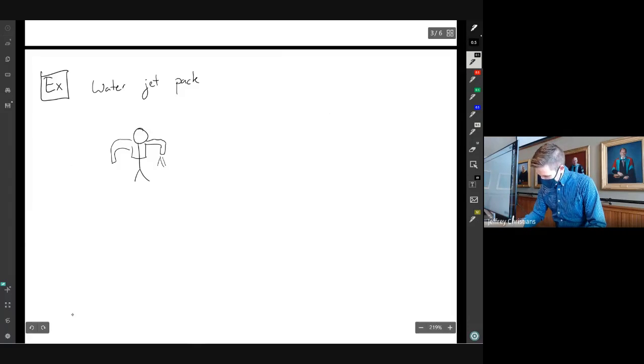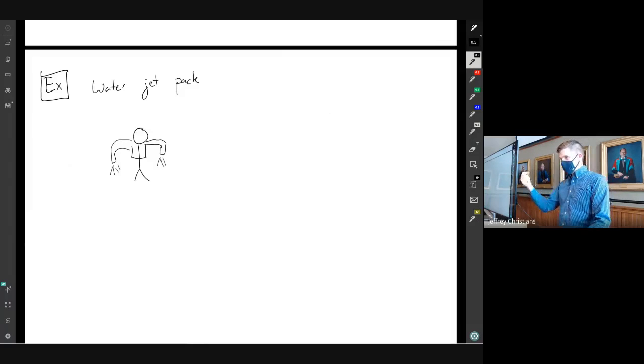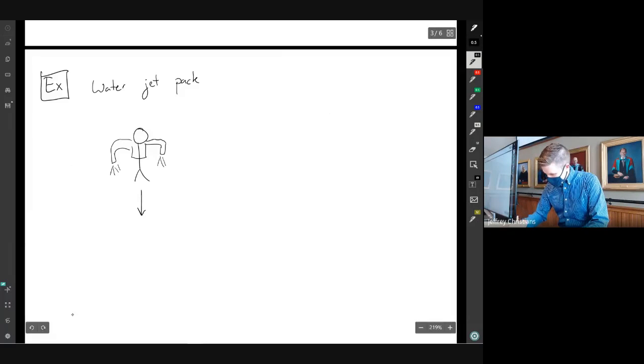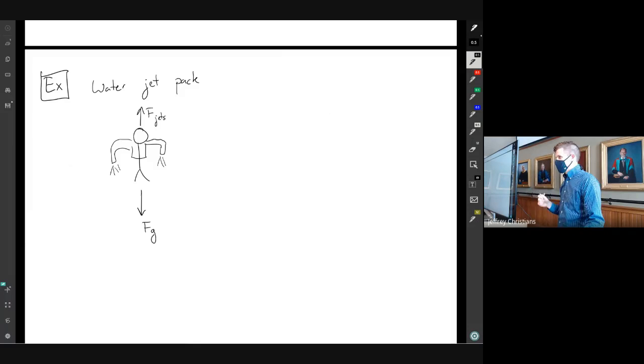There's water squirting out of there. So there's going to be a force that's pointed down. If we draw a little free body diagram, there's gravity pulling you down, and there's a force pushing you up from those two jets. I think in the video there were 4, but we're going to assume that there are 2. I don't know what the force of gravity is, I'm going to just make it up.